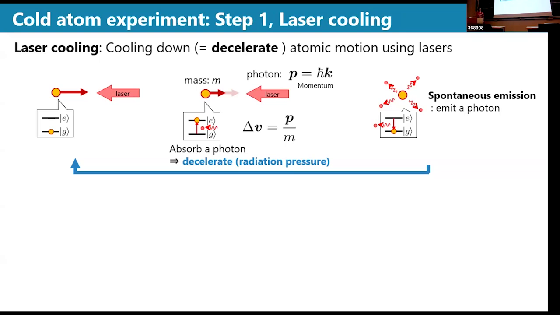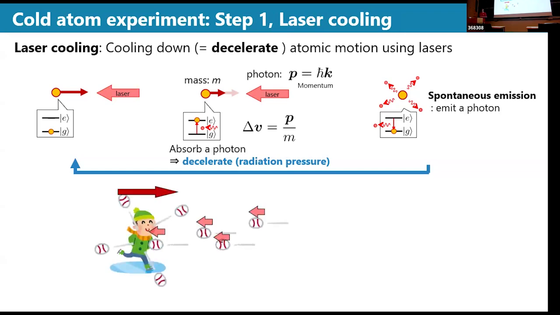And at some point, the atom will emit a photon, called spontaneous emission, and go back to the original state, this state, and then again absorb another photon. And then repeat this procedure again and again. And actually, this spontaneous emission process also makes another momentum kick. But since this momentum direction is random, through this process the vector sum of this momentum kick is cancelled out. In the end, you can decelerate the speed of the atom in a specific direction.